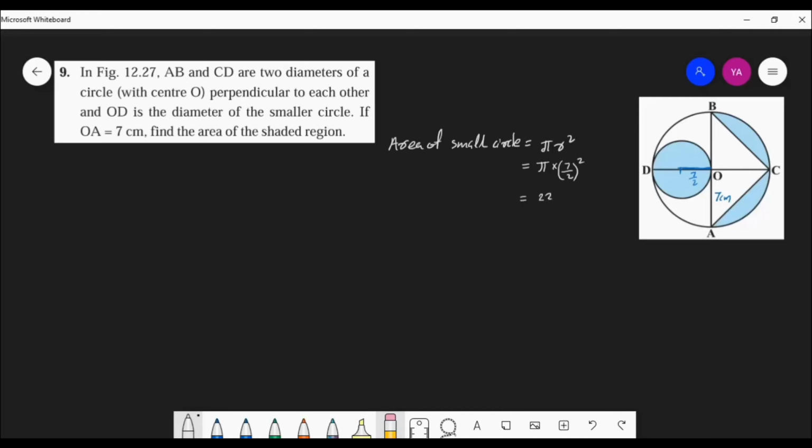So I substitute here 22 by 7. 7 by 2 all square, I write 7 by 2 into 7 by 2. I think some of the numbers we can cancel. So one 7 from the numerator and denominator we can cancel. And 2 from the denominator and 22 we can cancel. In 22 how many 2s? 11 times, right? So we got 11 into 7 is 77. So 77 by 2 cm square. That will be the area of the small circle.